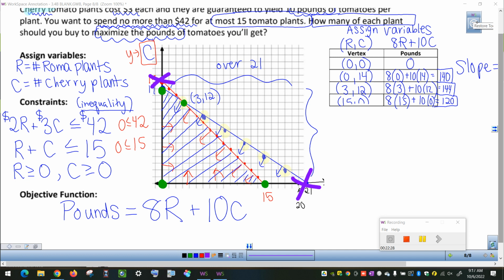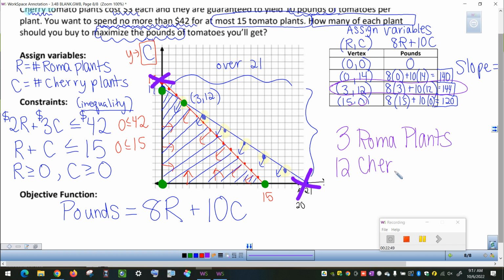Okay, so at the very end here, we are always going to put our answer back in words. Remember the how many question at the very beginning was how many of each type of plant should we buy. So I'm going to circle the best combination in the chart, but I'm also going to write it out in words. So it looks like it was 3 Roma plants, 12 cherry tomato plants, and then we're also going to say that the maximum number of pounds was equal to 144 pounds.